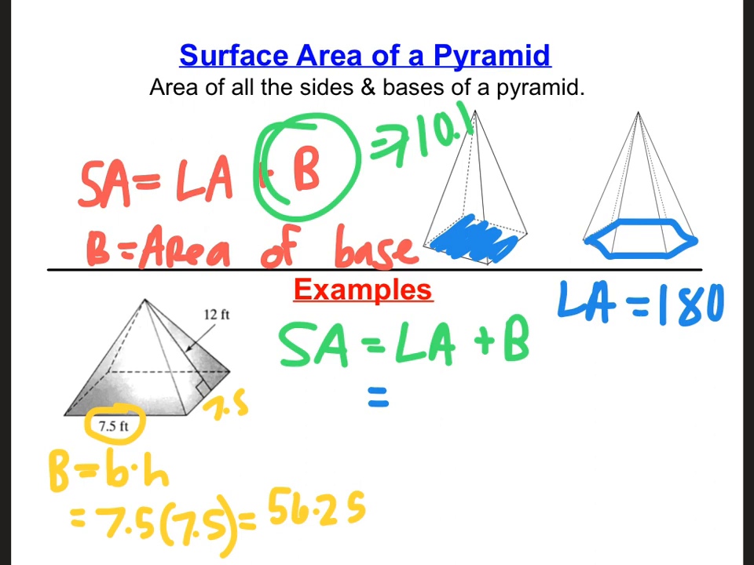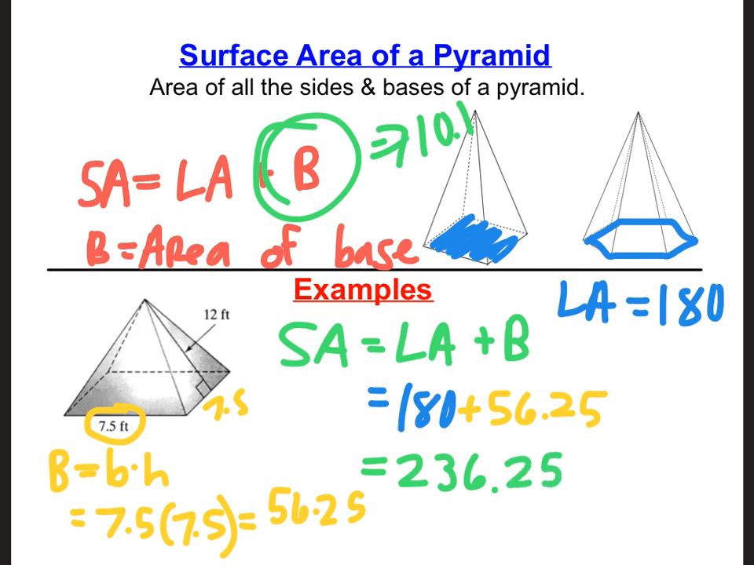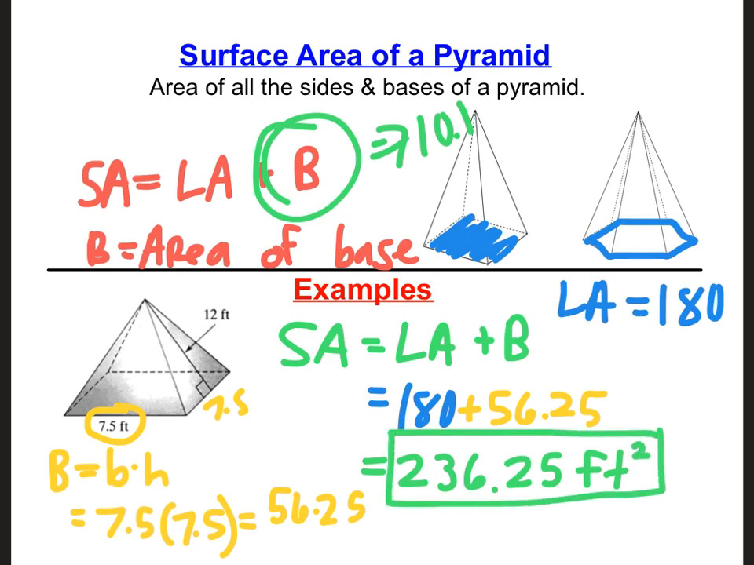All right, we're going to plug our information into our formula. So my lateral area is 180. We're going to add to that 56.25 because that's the area of our base. When we do that, we have 56.25 plus 180. We get 236.25. Again, we're talking about area, this time just surface area. So my units are still going to be squared. So it's 236.25 feet squared. And that will be your final answer.